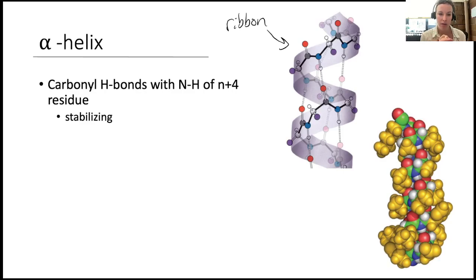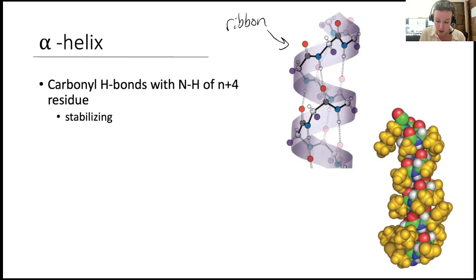So the carbonyl oxygen of one amino acid performs a hydrogen bonding interaction with the amine nitrogen of the amino acid 4 away from it. Okay, this is what stabilizes an alpha helix. Let's look at the picture on the right-hand side to see what I mean.